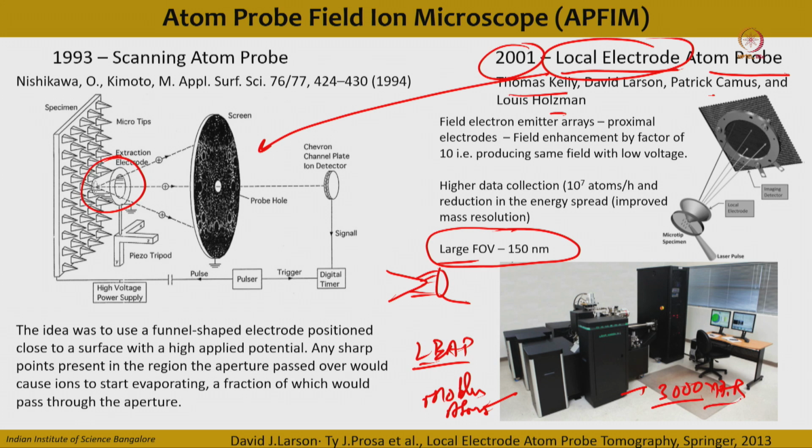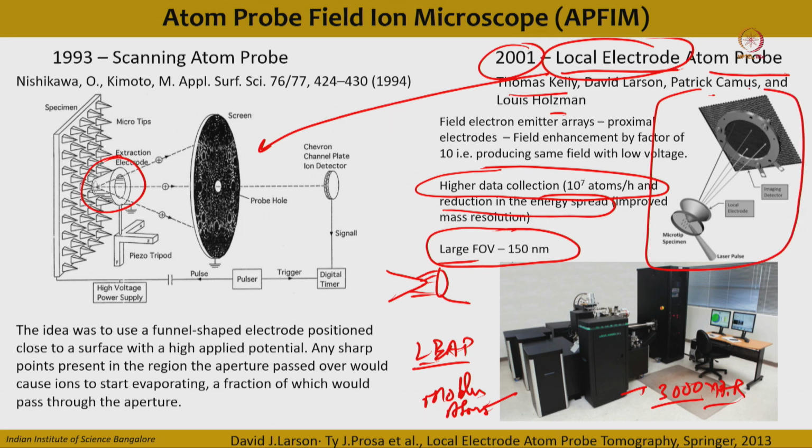3000 XHR, correct. Very high data collection, up to 10 raised to the power 7 atoms per hour. Also there is a reduction in energy spread, which means that the mass resolution improved very effectively. Here you can see the schematic of this setup, where this is the microtip specimen, similar to the specimens shown by Nishikawa, and this is called the local electrode.